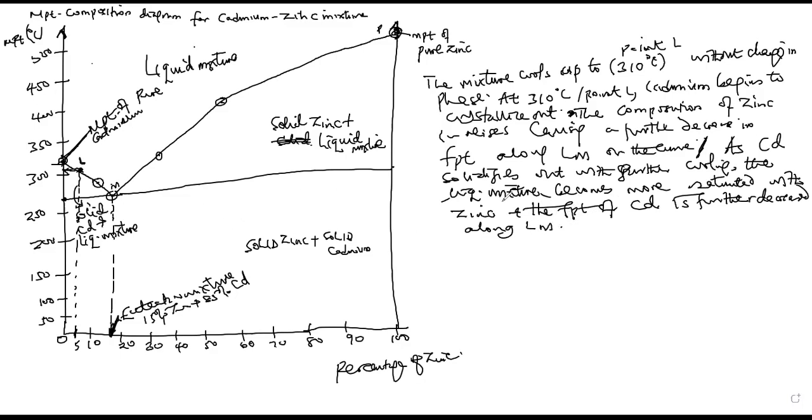Then now we talk about a point M. At point M, zinc also begins to solidify or to crystallize out. All right. It begins to crystallize out.